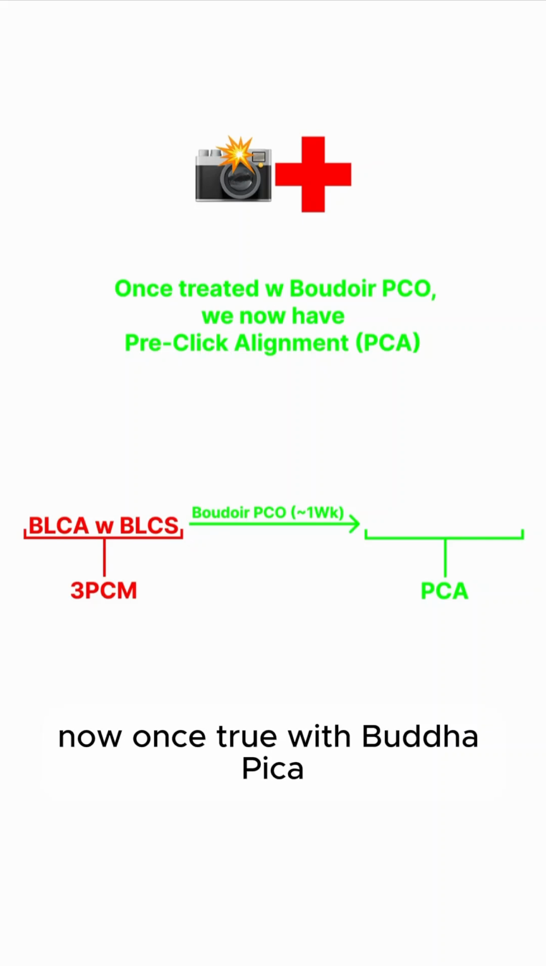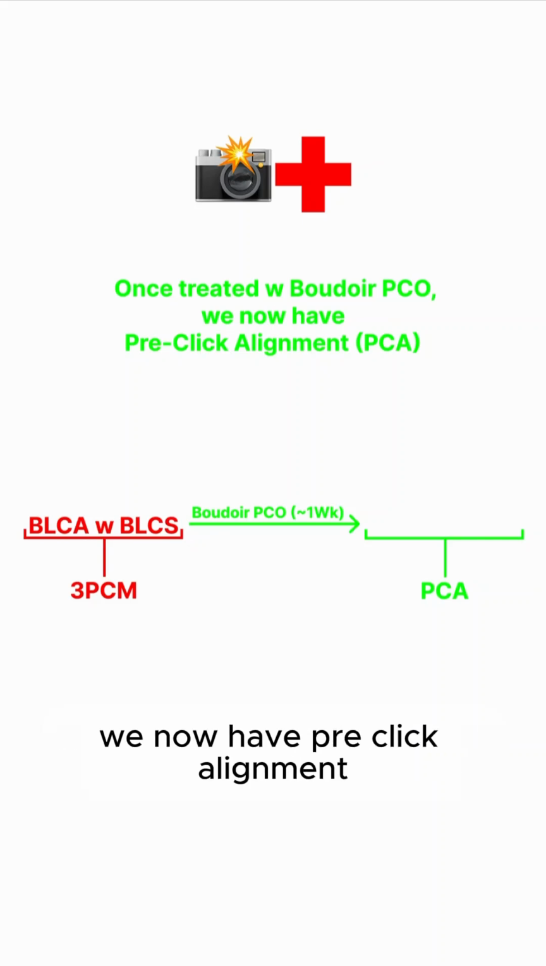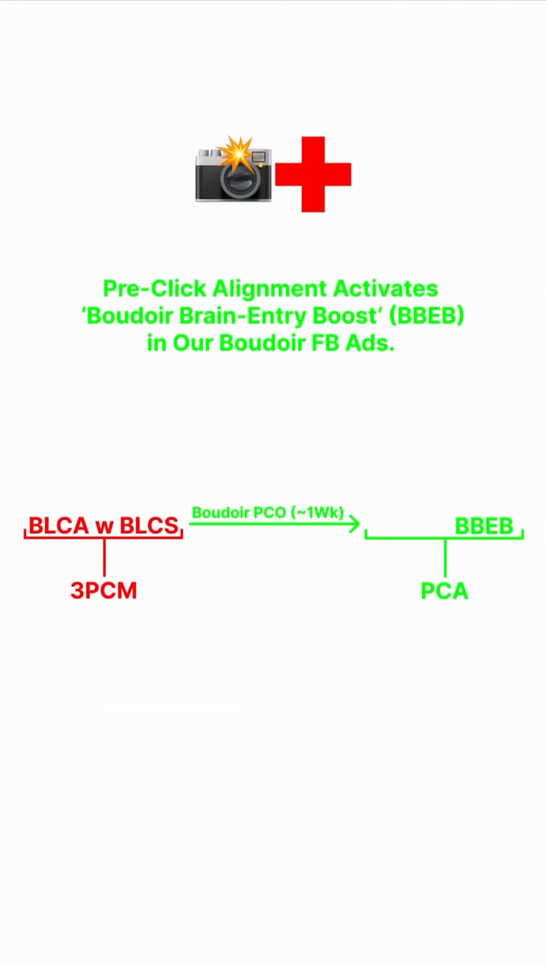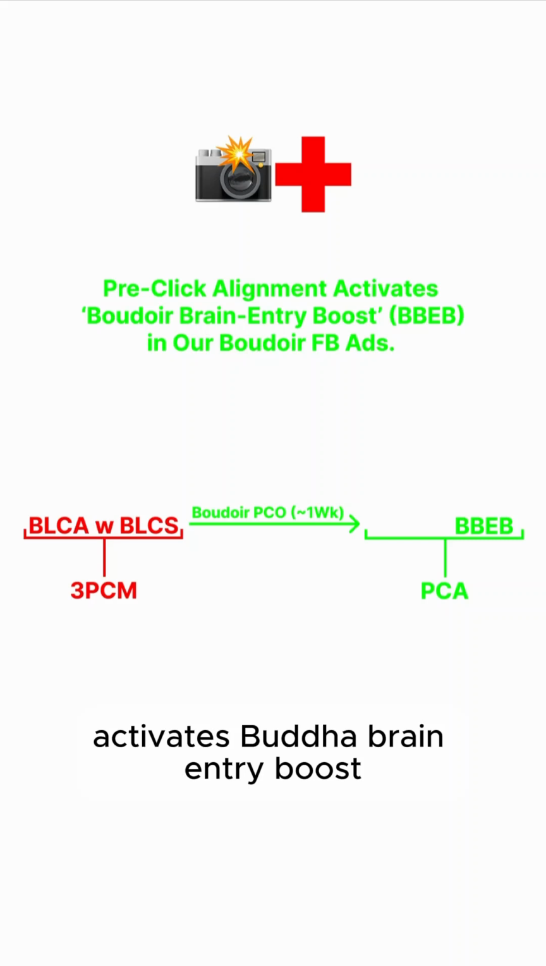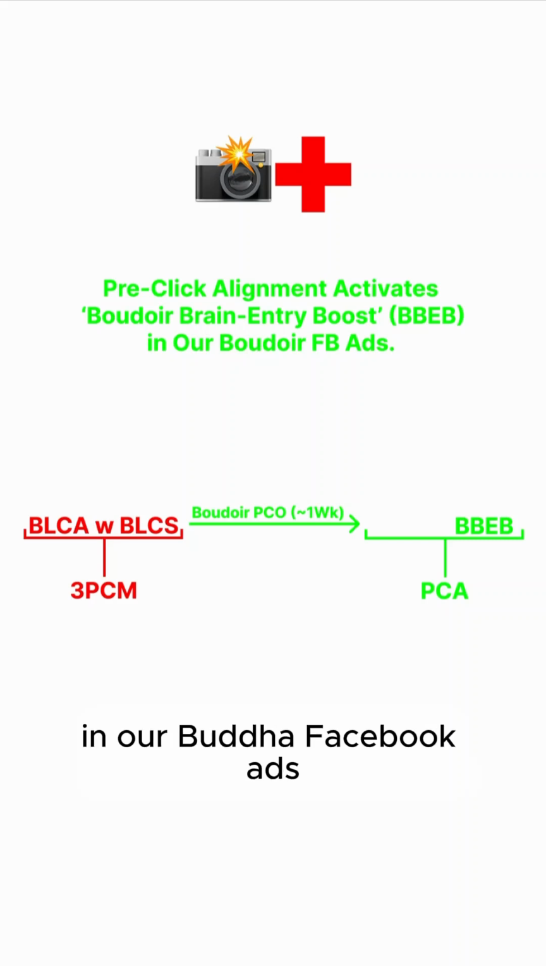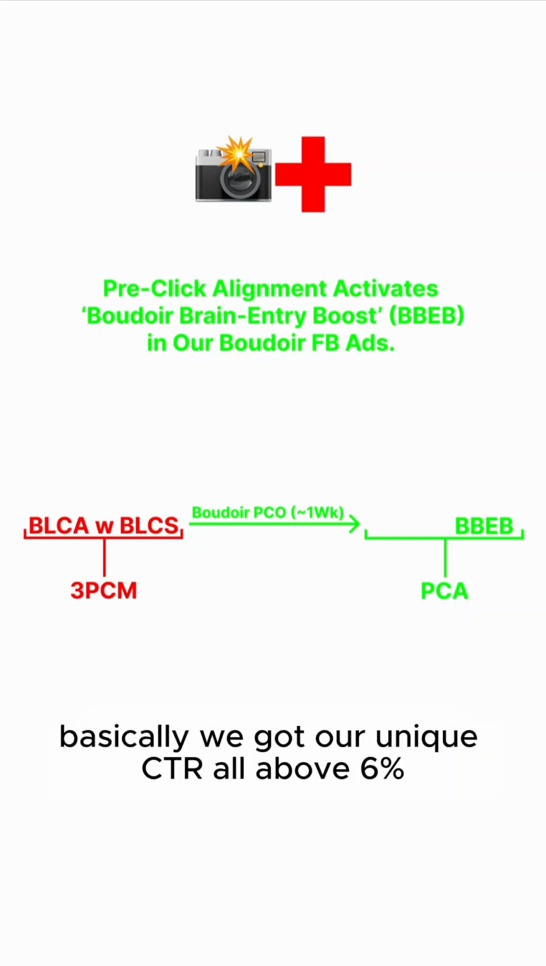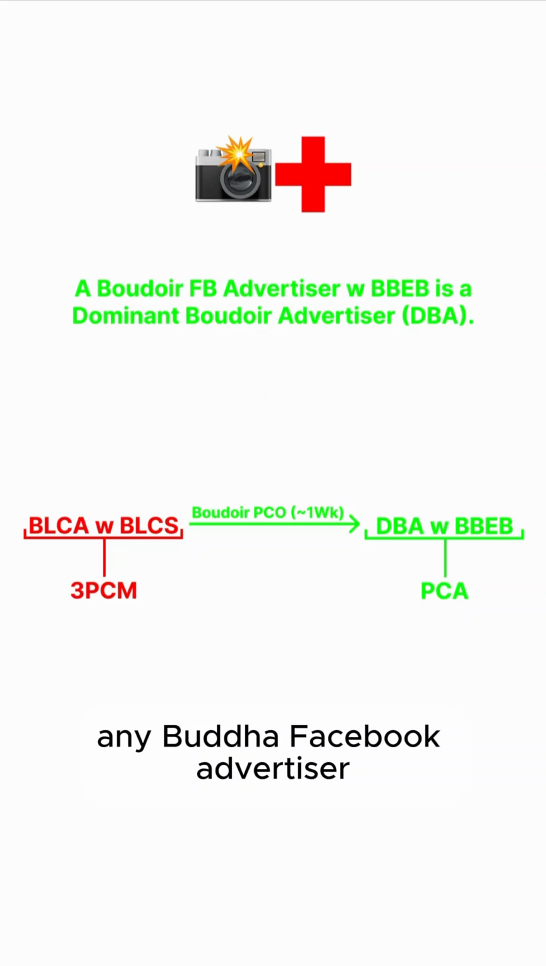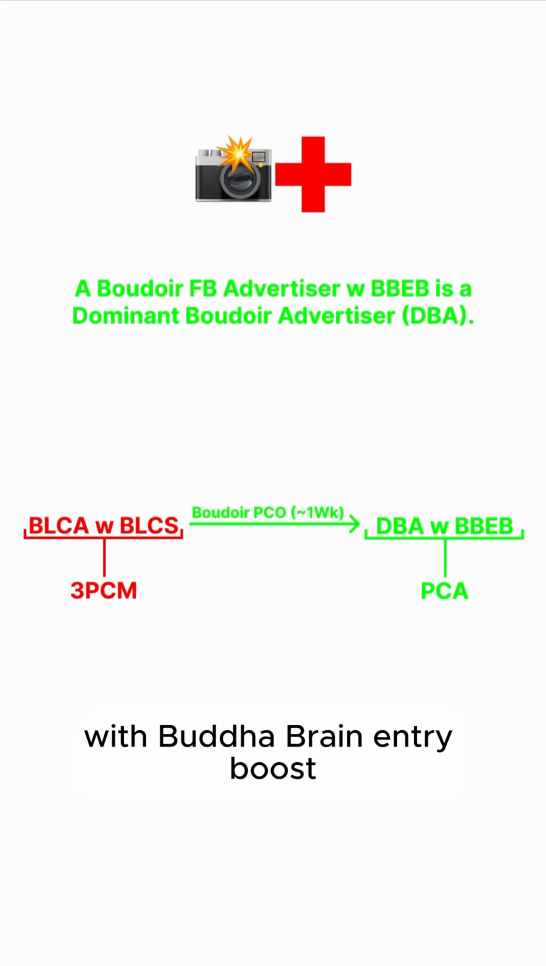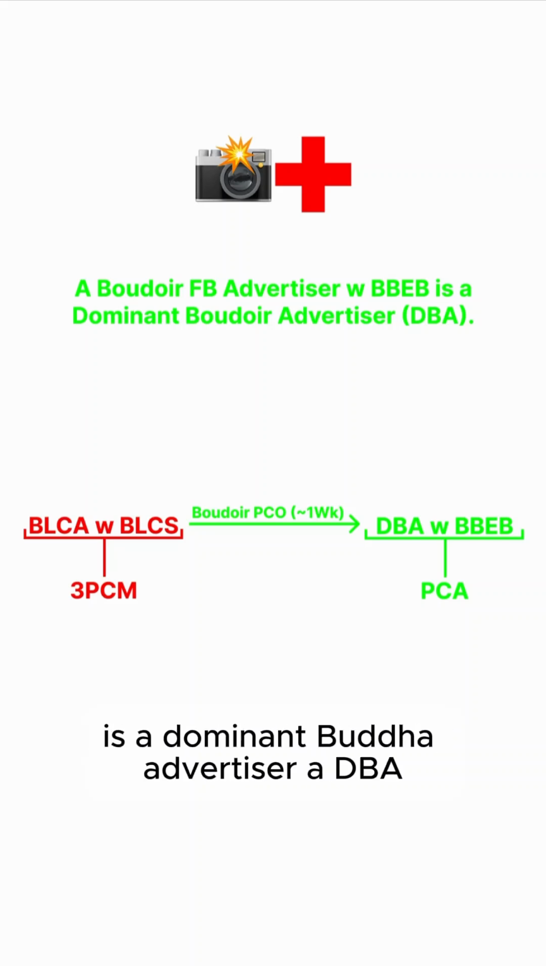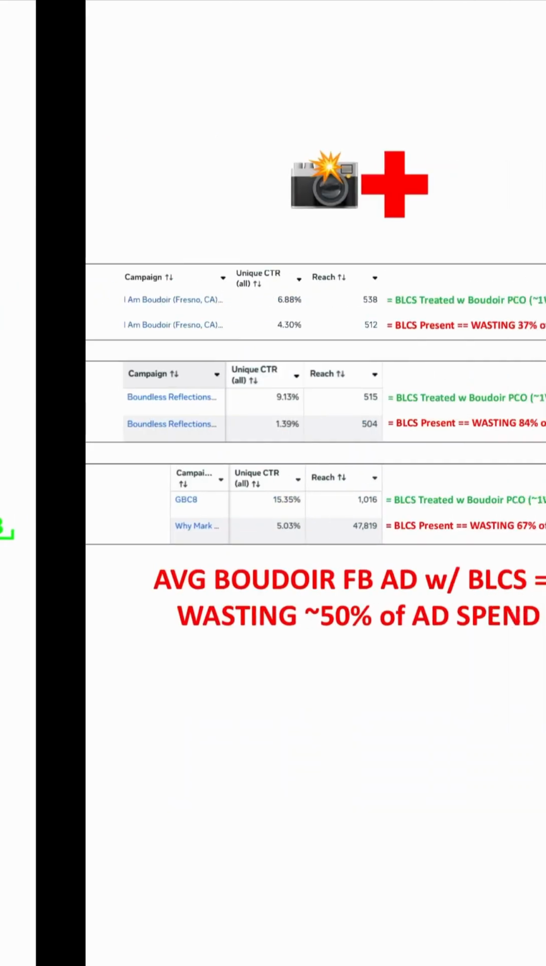Now, once treated with Boudoir Pico, we now have pre-click alignment. So we get rid of the 3 pre-click mistakes. We now have pre-click alignment, PCA. And pre-click alignment activates Boudoir brain entry boost in our Boudoir Facebook ads. Basically, we got our unique CTR all above 6%. And a Boudoir Facebook advertiser with Boudoir brain entry boost is a dominant Boudoir advertiser, a DBA.